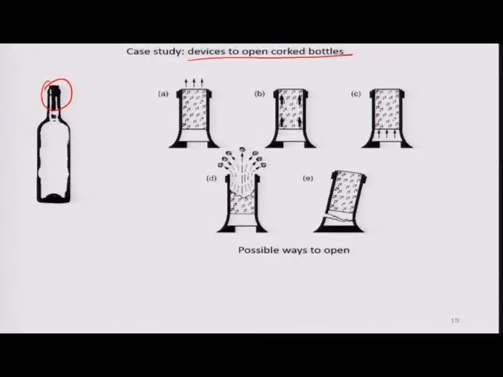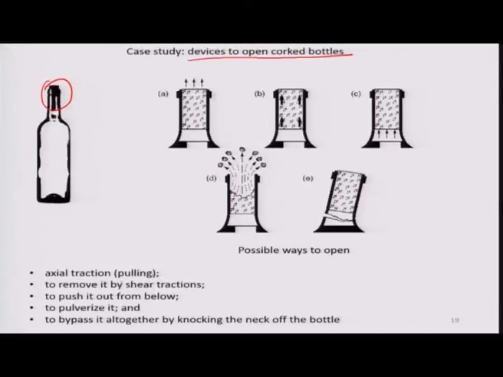So, these are the various possible ways to open the cork. First, what are the processes? Axial traction: you are going to pull the cork to open the bottle. Second is to remove it by shear traction. Suppose you are applying a force here and pulling here, so that the cork, the bottle, will get opened.